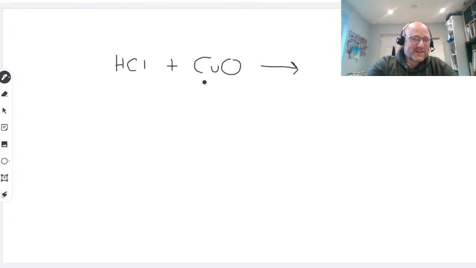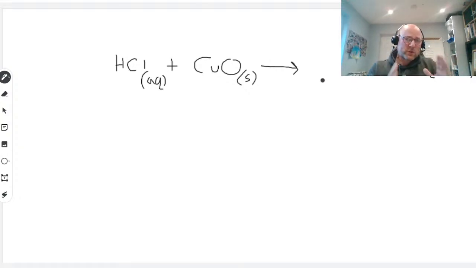Right, we've got acid plus base. By the way, all acids are aqueous. Do you need to know that? Probably not. This is a solid base, copper oxide. Copper oxide's a really common one for them to use. It's insoluble. That means it doesn't dissolve in the products. So we're going to make salt and water. It's very, very handy to do acid-base reactions with an insoluble base.